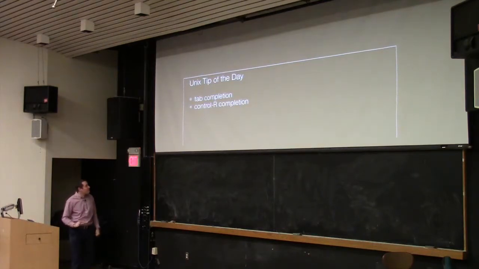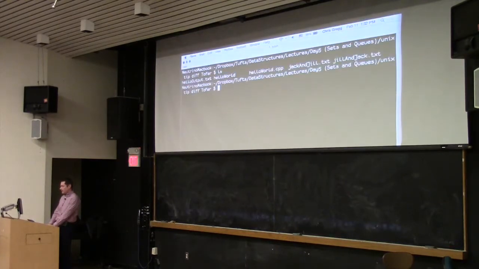First things first, let's do the Unix tip of the day. There's two. Did I already show you Control R completion? Do you guys remember that? I don't think I did. So if you have a bunch of files in your folder, in this case I have a couple that are called hello something something. If I type LS HE and then type tab, it will fill in as much as it can until it can't fill in anymore because there are things that are different.